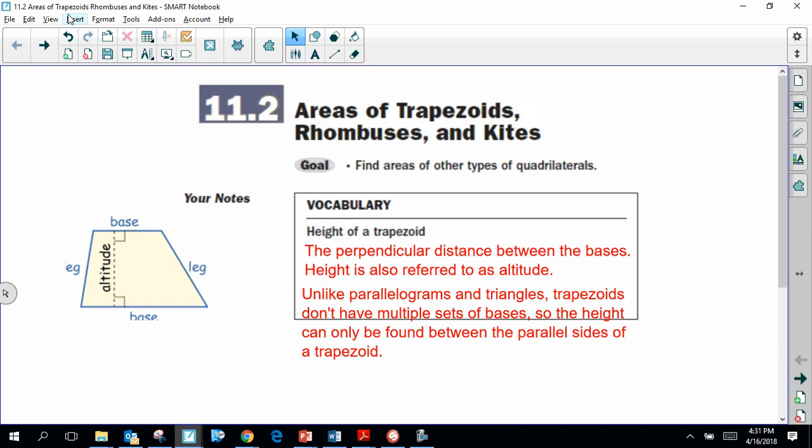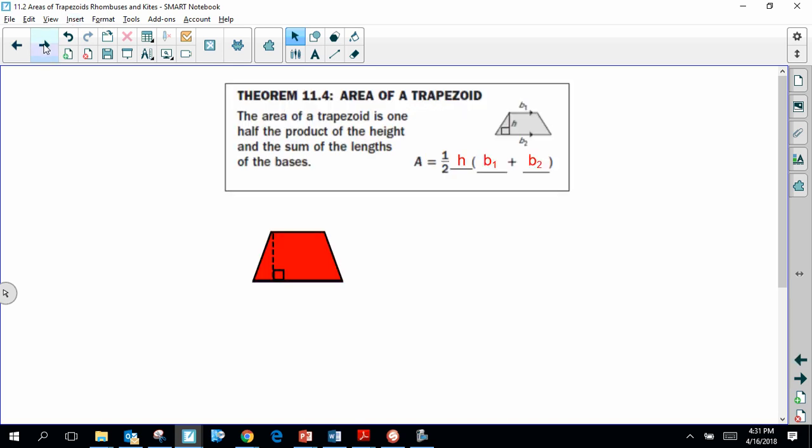For trapezoids, the bases are going to be the two parallel sides, and the non-parallel sides are legs. It's not possible for me to create the altitude or the height of a trapezoid using the legs. They can only be the perpendicular distance between whatever your two bases are. So please keep that in mind when you're trying to find the height of a trapezoid.